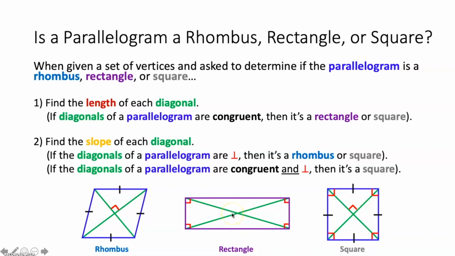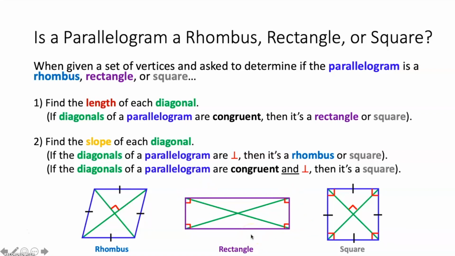If you know that the diagonals are congruent, the length of each diagonal is the same, and you know that the slopes of the diagonals are perpendicular, then it must be a square. A square is going to have both congruent diagonals and perpendicular diagonals. If it only has perpendicular diagonals but not congruent diagonals, then it's a rhombus. If it only has congruent diagonals but not perpendicular diagonals, then it's a rectangle.